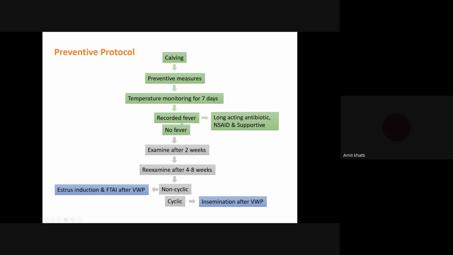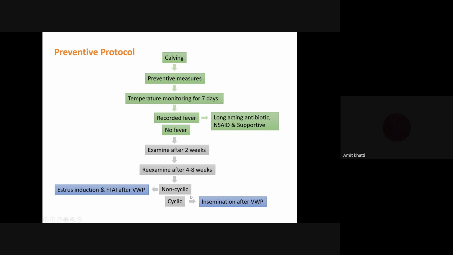If we are not recording any high temperature in the animal, then the animal should be examined again after 2 weeks. Again, if the animal is normal, with feeding, behavior, temperature, each and everything normal, the animal should be monitored again after 4 to 8 weeks. At this particular stage, we should not only monitor the animal on the systemic aspect, but also evaluate the reproductive health of the animal: whether uterine involution is completed or not, and whether the animal has entered cyclicity or not. If the animal has entered cyclicity, meaning ovulation or formation of the corpus luteum is evident, then we are supposed to inseminate the animal just after completion of the voluntary waiting period.